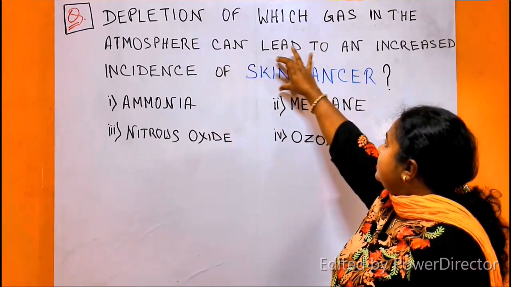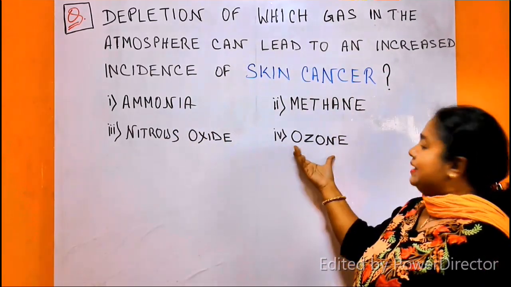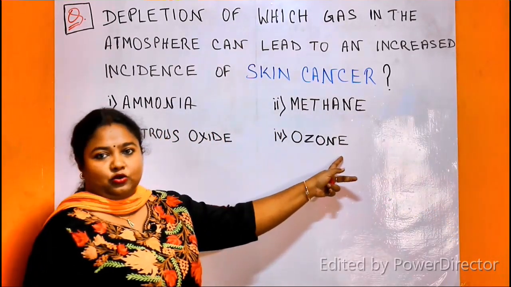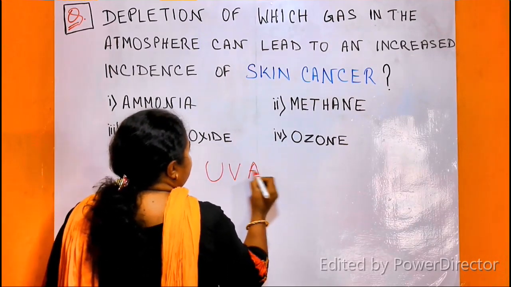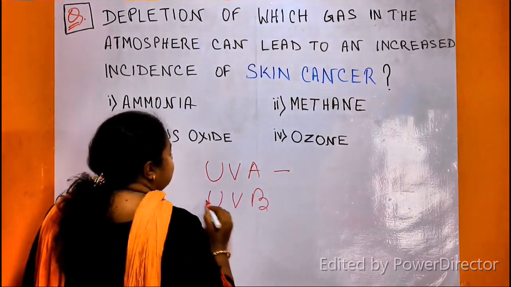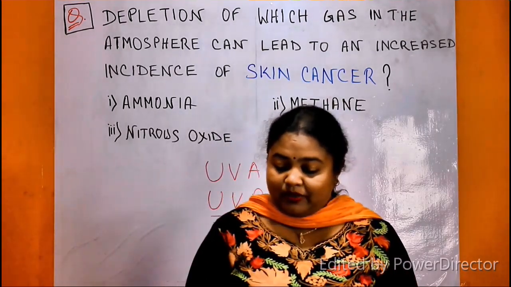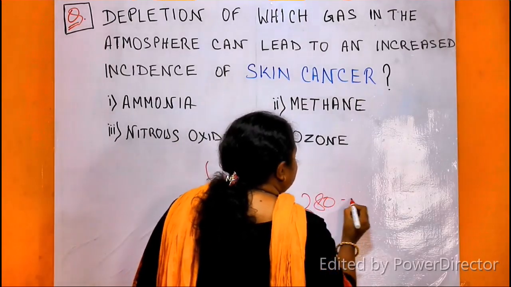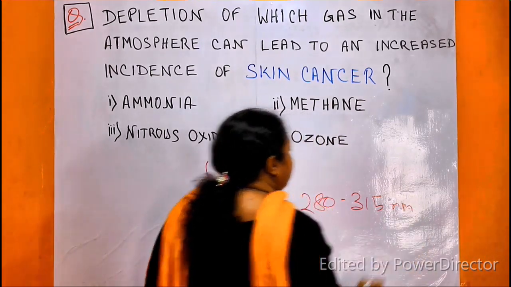So here the question is skin cancer. None of the three is correct. So the correct answer is ozone. Why is it correct? Because ozone is a layer of the stratosphere which protects us from a small amount of UVA and from UVB. This UVB is more harmful. Why? Because UVB has a shorter wavelength, 280 to 315 nanometer.